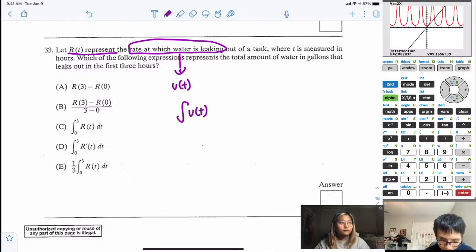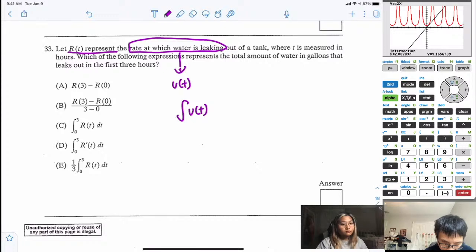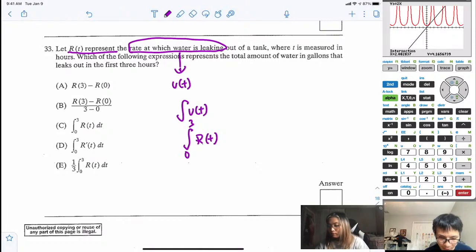So that's the integration of v of t. So the integration of this r of t, which is v of t, between 0 and 3 is going to represent how much runs between 0 and 3 hours. And this is a big concept that students cannot make a connection to. But when you're talking about rate, just think that rate is the same thing as velocity. That's the way I think about it. So the answer is C.